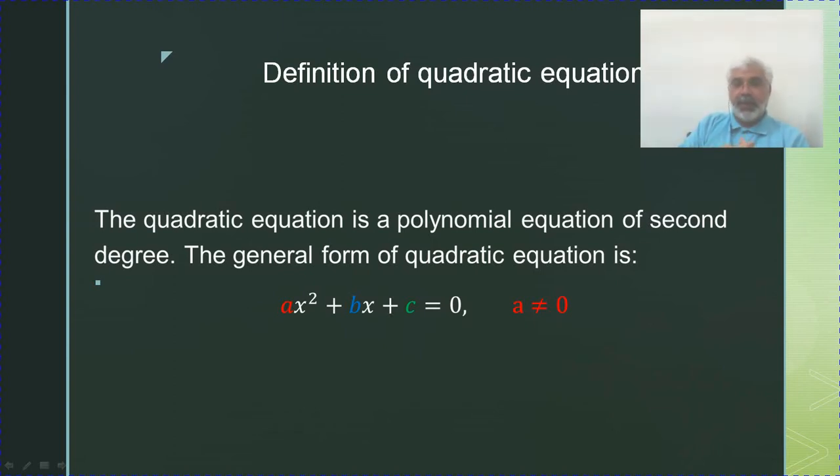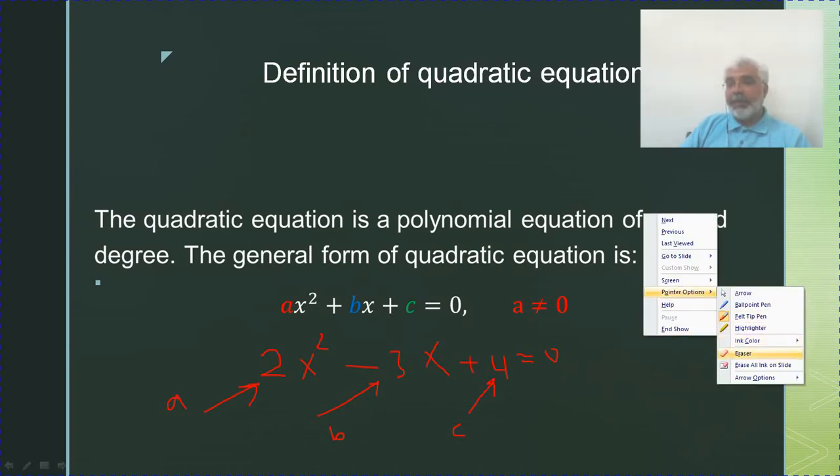Take a step ahead. This is the general form. I can write many examples of quadratic function. Let's say 2x squared minus 3x plus 4 equals 0. A equals 2, B equals minus 3, and C equals 4. So A equals 2, B equals minus 3, C equals 4.